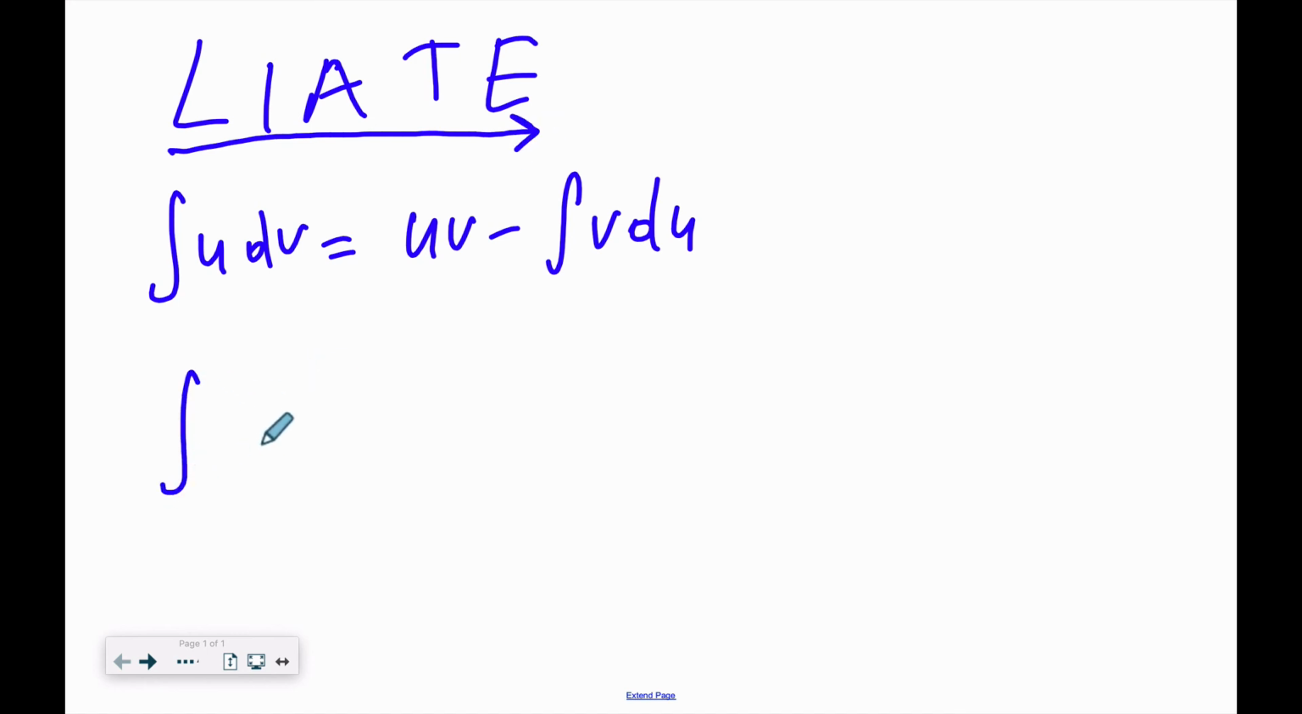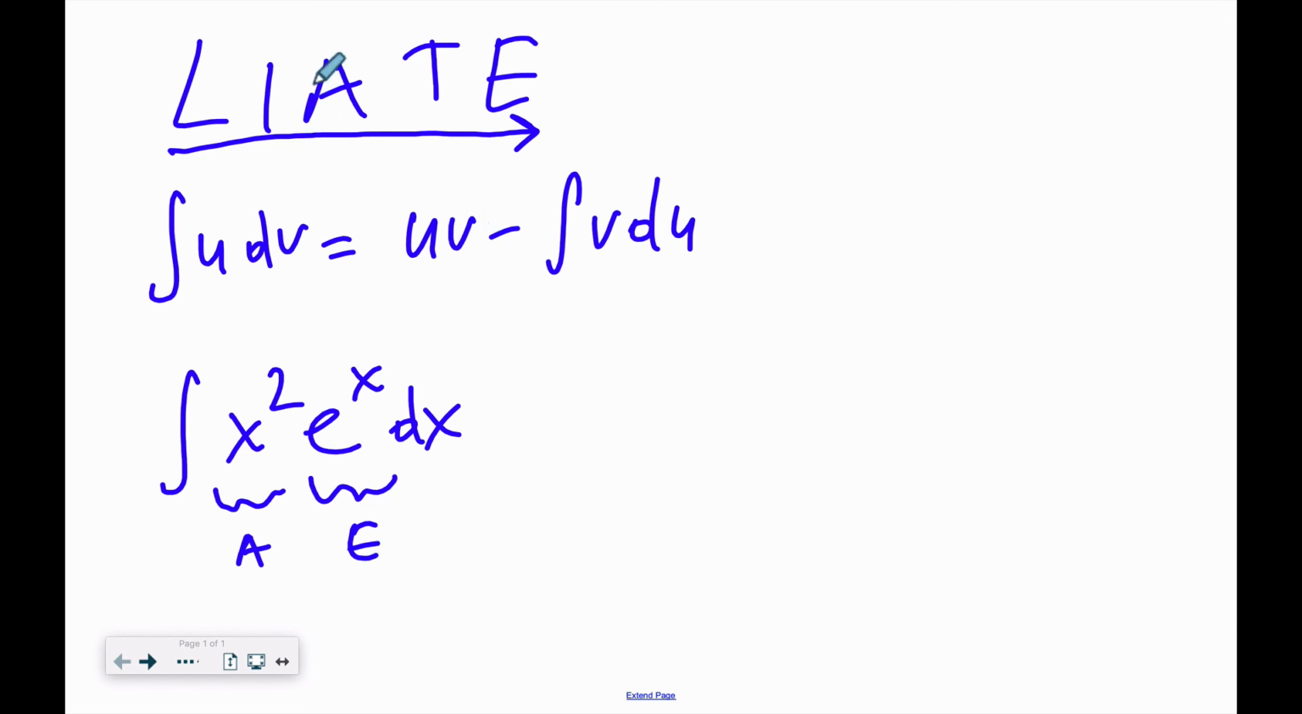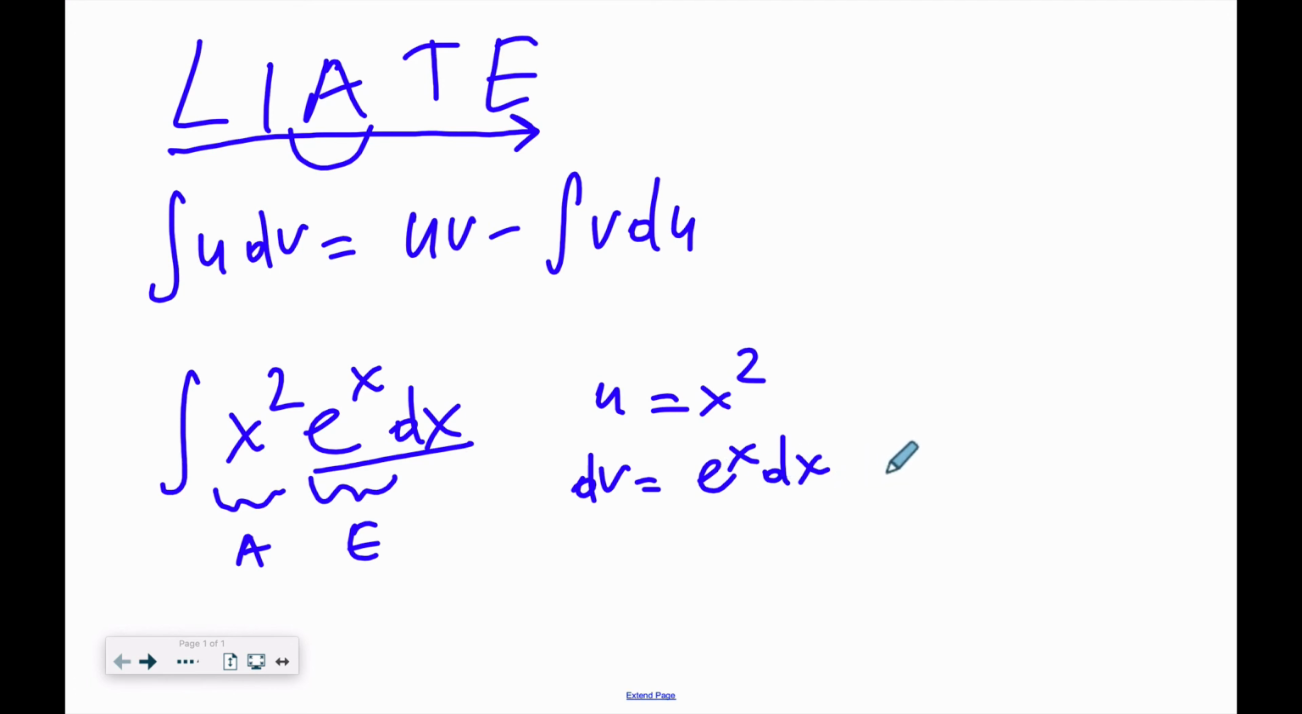I'll give you an example, guys. How about this: the integral of x squared times e^x dx. This is algebraic here, A, and this is exponential. So since A comes first rather than E, u will be equal to x squared, and the rest, dv, will be equal to e^x dx. So this is a practice problem for you guys.